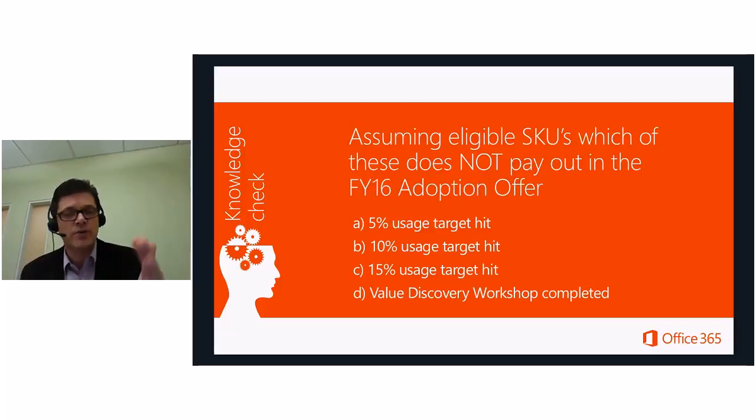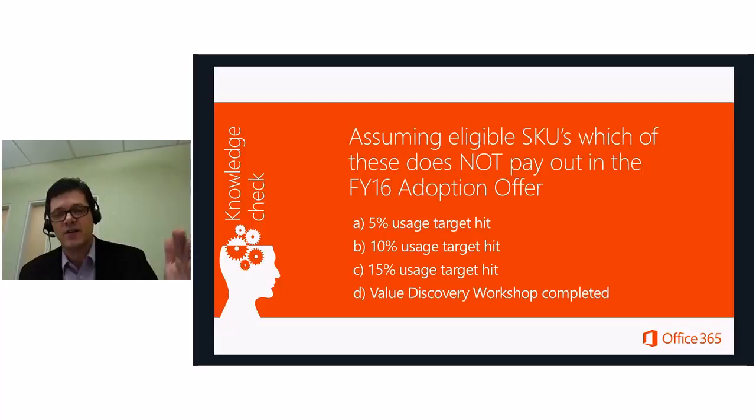Very achievable with those smaller customers, the CCM customers and the SMB customers. They quickly get to that level of usage. But then we will pay out on 15%. So a third on 5% and two thirds on 15%. Now, here's a secret, the best kept secret, and I'm going to let you know about it now. You can also get the equivalent of a 5% payout for running a value discovery workshop.